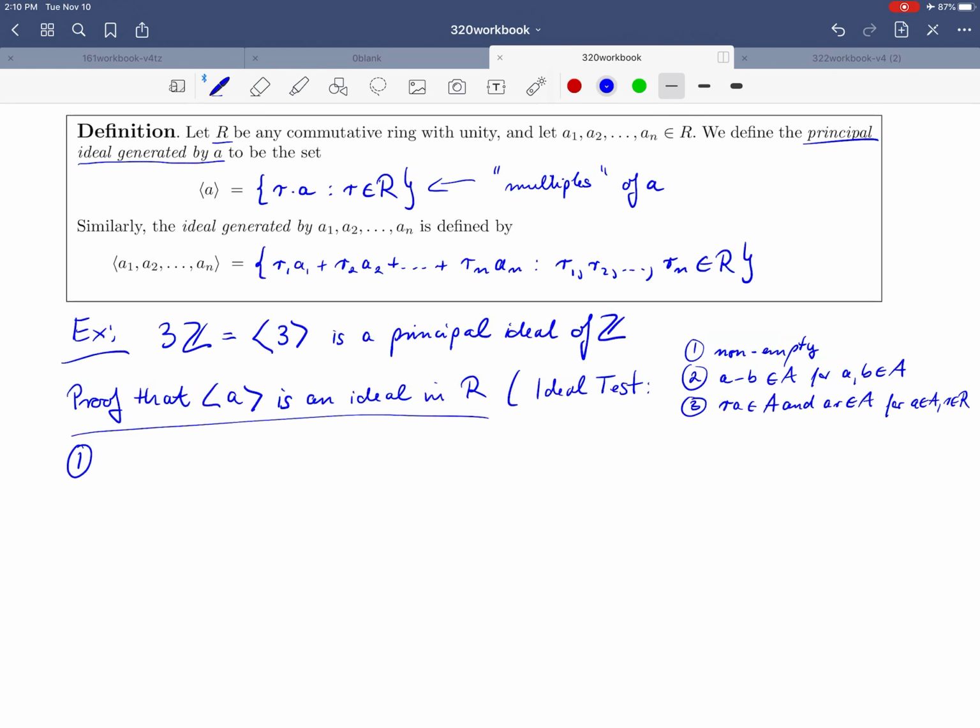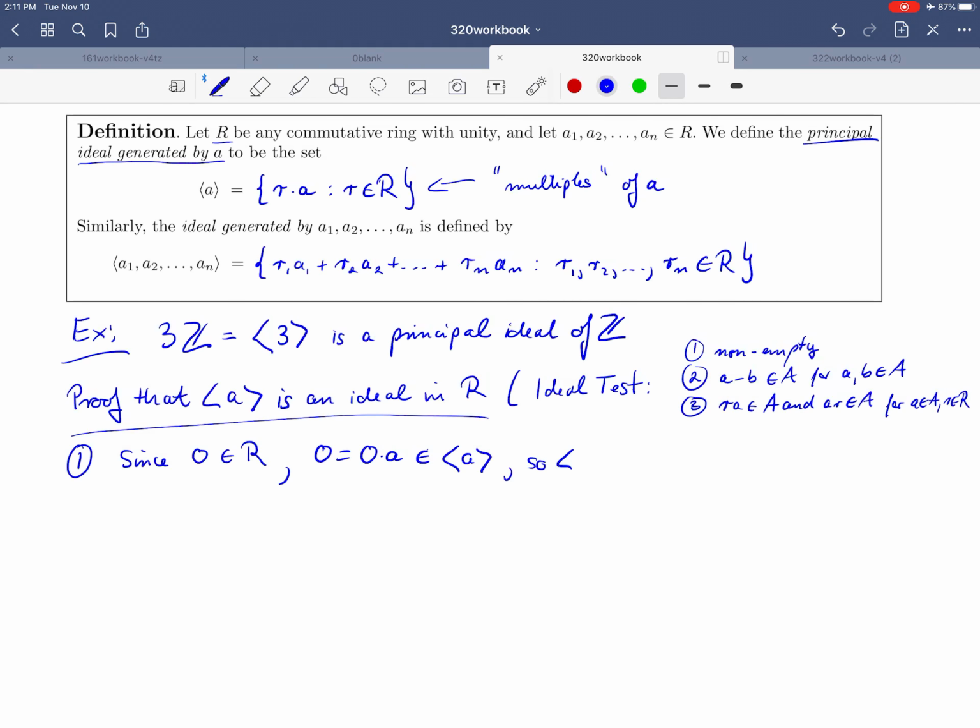How about 0? Since 0 is in the ring, can we show that it's in A, in this principal ideal generated by A? Yeah, we can, because 0 is equal to 0 times A. And so we have a ring element, our A, which is just a ring element, and so this again is in our principal ideal.